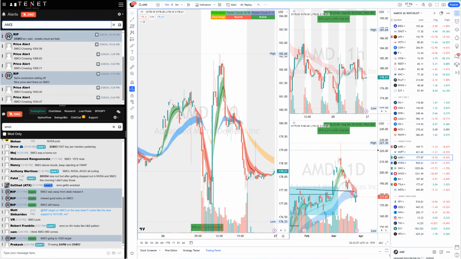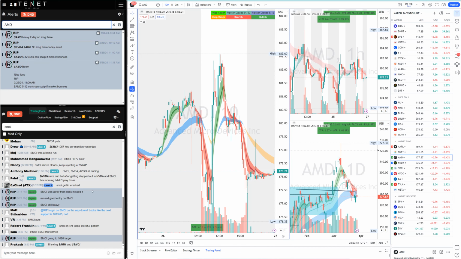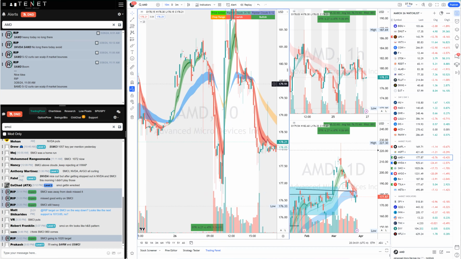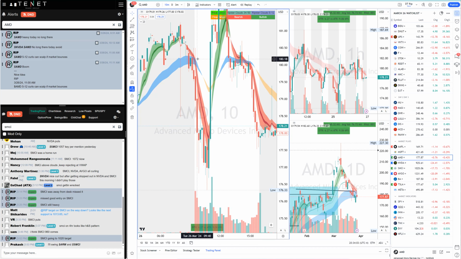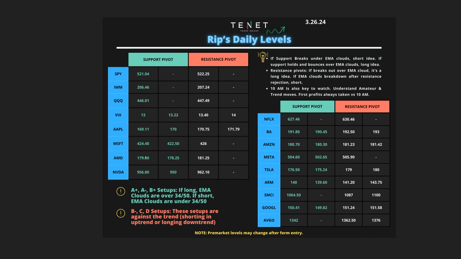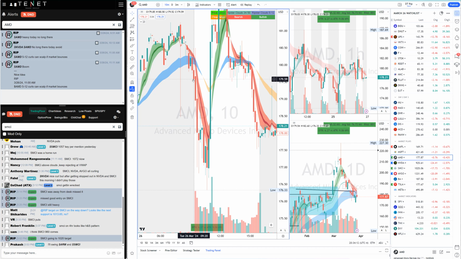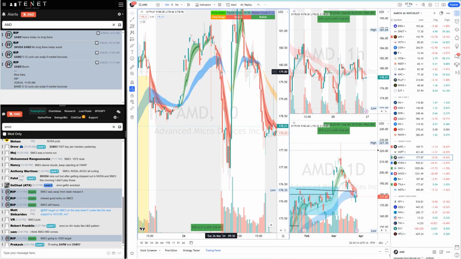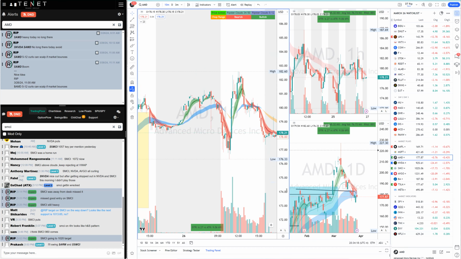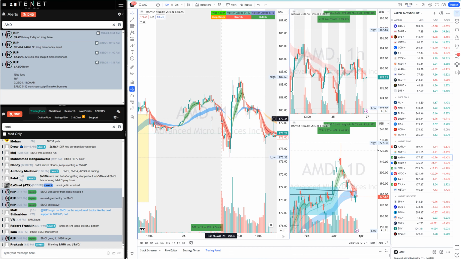As soon as SMCI was tanking, AMD was dropping, because AMD was heavy. So AMD in the morning, what were our levels on AMD? Let's go back and look at our level sheets. So levels on AMD were 179.80, 178.25. They were breaking down right away, right? 179.80 broke there, then this level broke down right away. So it was not a long, right?